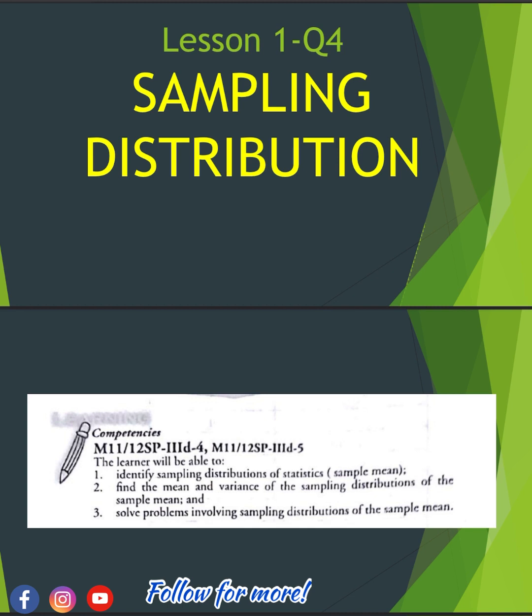So for today's lesson, let's talk about Lesson 1, Quarter 4, which is sampling distribution. Our competencies for today's lesson are: 1. The learner will be able to identify sampling distributions of a statistic or the sample mean. 2. Find the mean and variance of the sampling distributions of the sample mean. And 3. Solve problems involving sampling distributions of the sample mean.